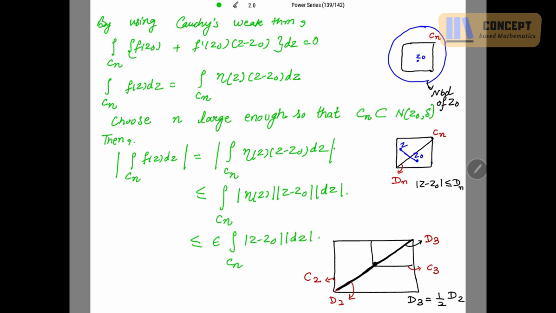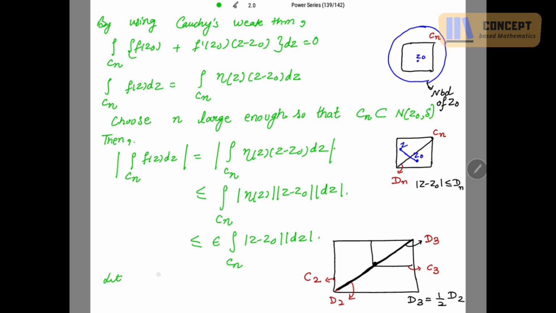Now what is mod dz? And what is mod of z minus z0? See, this is your rectangle Cn. This is your point z0. If you take another point from this rectangle, let that be z. The distance between z and z0 is less than or equal to the diagonal of this Cn rectangle, that is dn. dn is the diagonal for this Cn rectangle. So the distance between these 2 points is less than or equal to the whole diagonal, so this is less than or equal to dn.